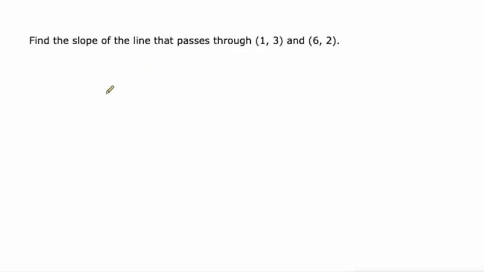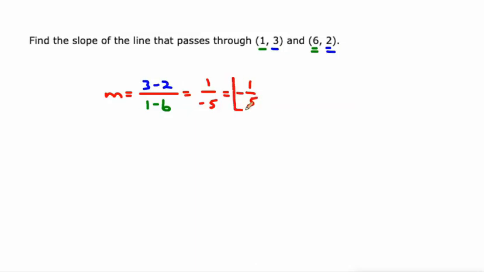All right, let's do this again. Find the slope of a line that passes through these 2 points. Change in y, 3 minus 2, over change in x, 1 minus 6. So that gives me 1 over -5, which usually we don't leave the negative signs in the denominator of a fraction. So that's -1/5. The slope of a line that runs through those 2 points is -1/5.